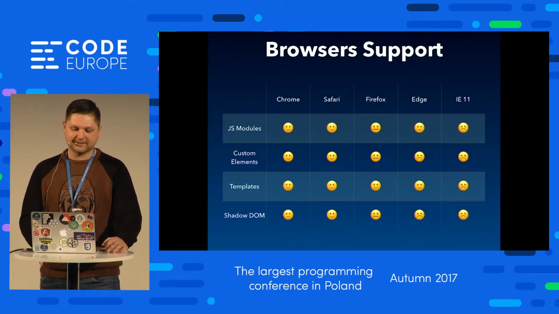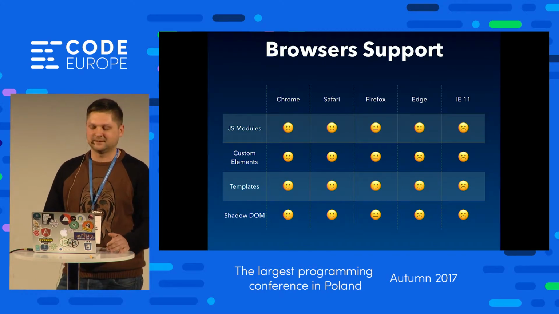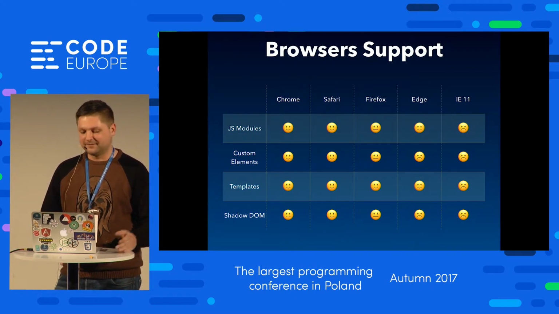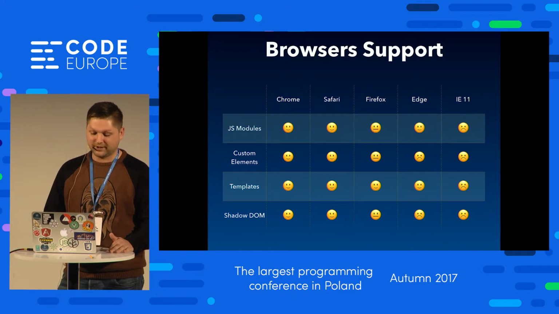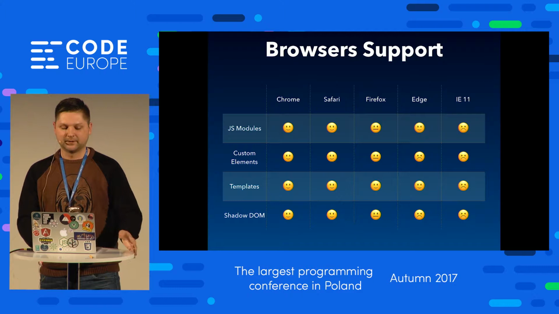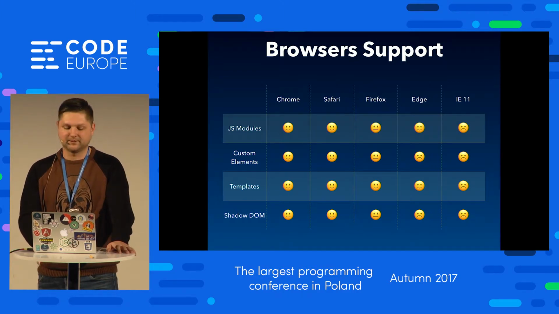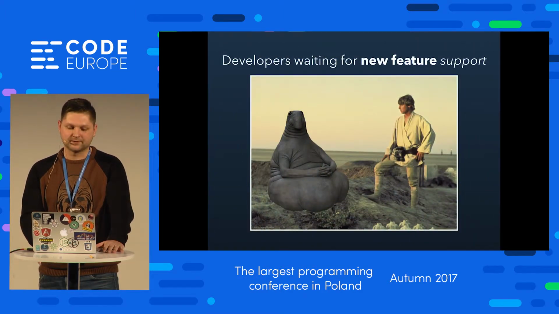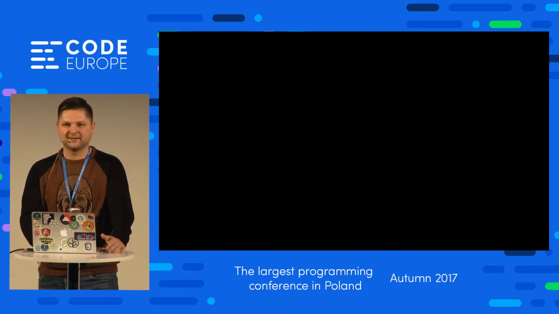Templates, pretty nice support, the only one I missed again. Shadow DOM is supported in Chrome, Safari, Firefox in development, and unfortunately I missed it. But do we really need support of all the features inside browsers? The web platform is a pretty flexible thing, and it can be extended and polyfilled.